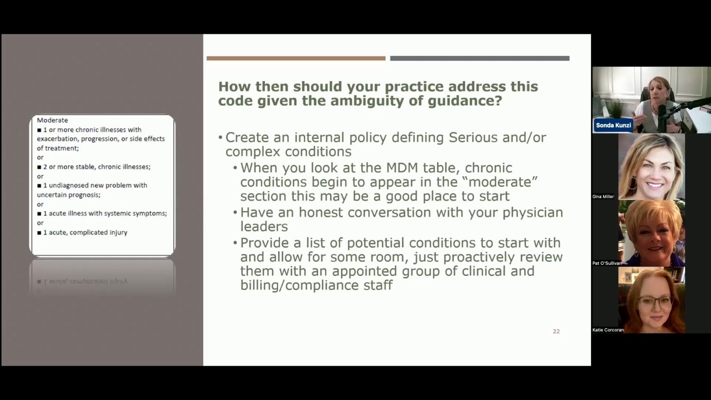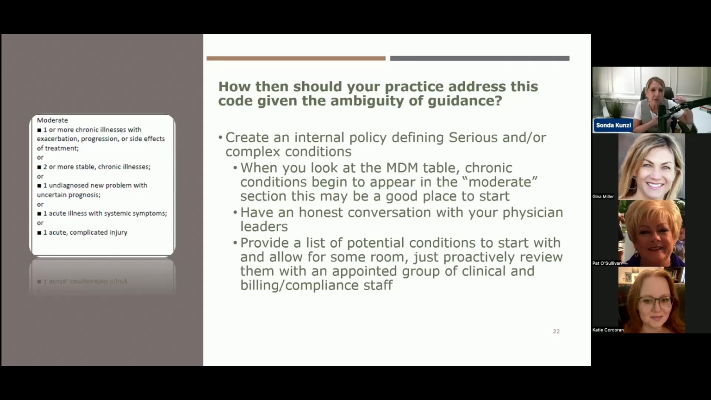And that might be a good thing for GYN, right? I'm a GYN. I don't really have a lot of chronic conditions. Well, when you're dealing with a patient who unfortunately is going through breast cancer and you're going to be seeing them, it's definitely going to be the relationship thing going on there. An acute illness with systemic, well, questionable, right? Maybe there's a time period, but I think we're looking more on the chronic side.